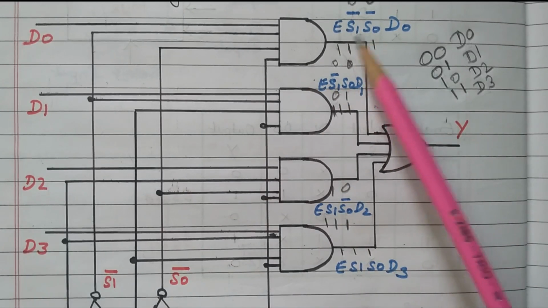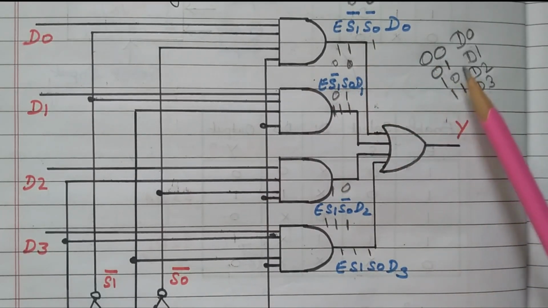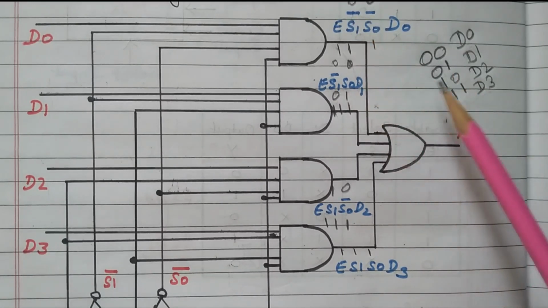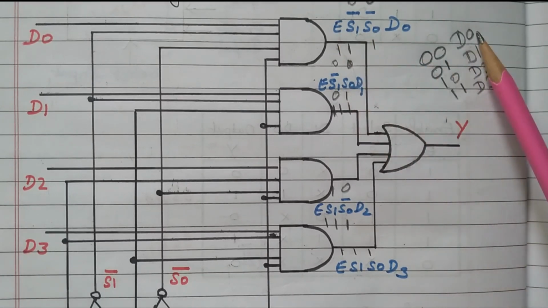These selection lines are connected in such a way that according to the combinations 0 0, 0 1, 1 0, 1 1. 0 0 means it is connected with the complement. So when 0 0, it becomes automatically 1, so that it will produce D0 as the output. So accordingly it is connected. Now we'll go to the truth table and block diagram.